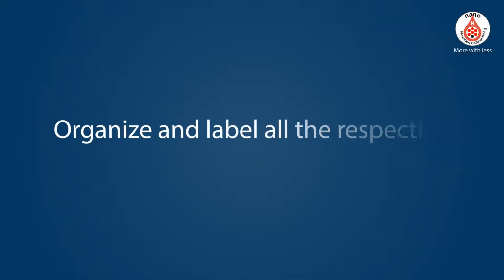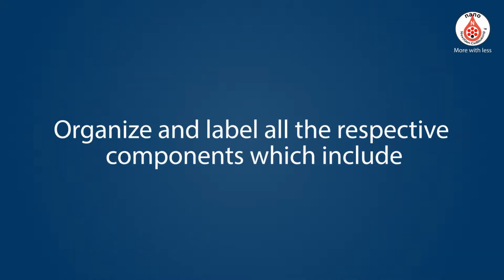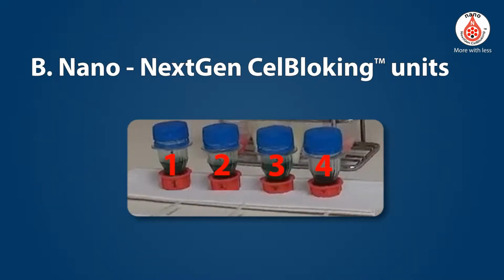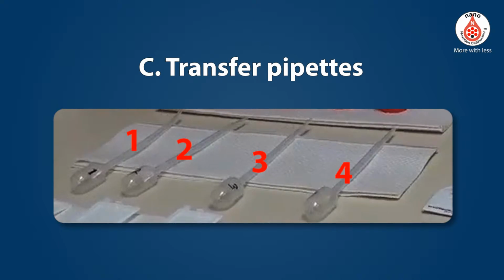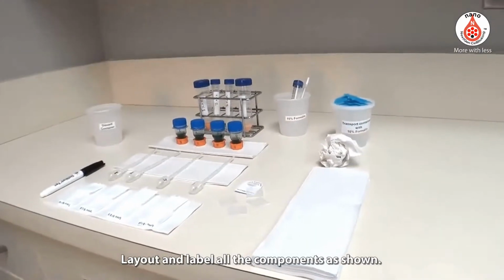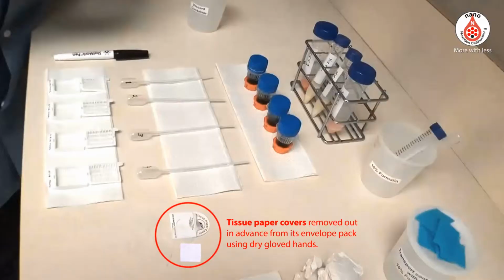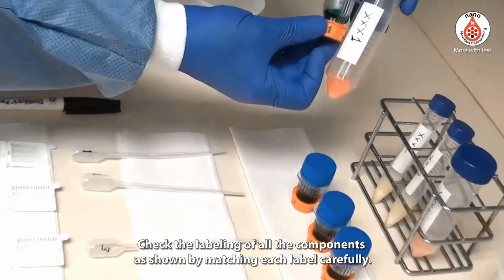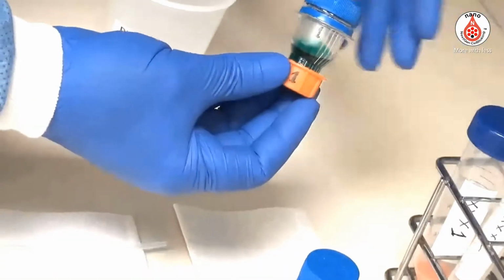Organize and label all the respective components, which include concentrated specimens, nano next-gen cell blocking units, transfer pipettes, and tissue cassettes. Lay out and label all the components as shown. Tissue paper covers are removed in advance from the envelope pack using dry gloved hands. Check the labeling of all the components as shown, by matching each label carefully.